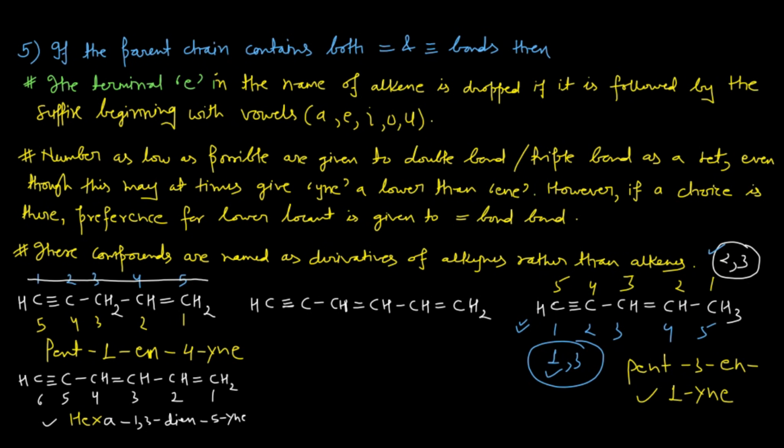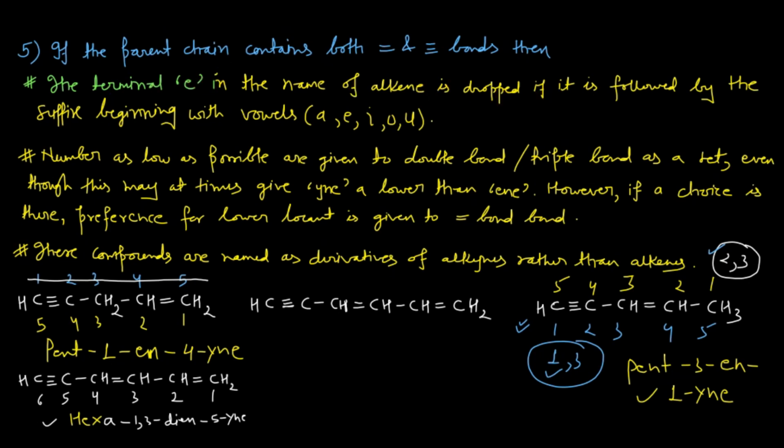Now moving to the next problem. Okay, see, I have explained all the examples. So whatever I have explained here, I have also summarized here. If the parent chain contains both double and triple bonds, then the terminal e in the name of the alkene is dropped.